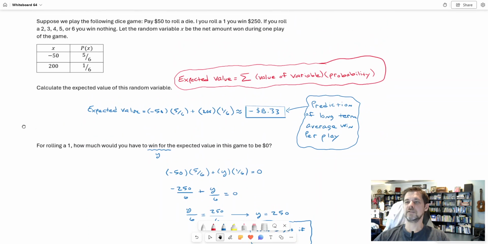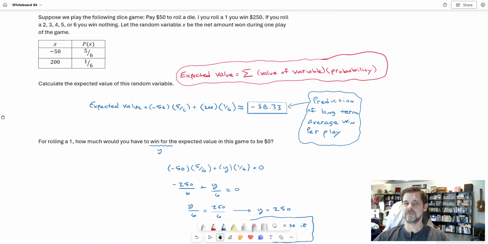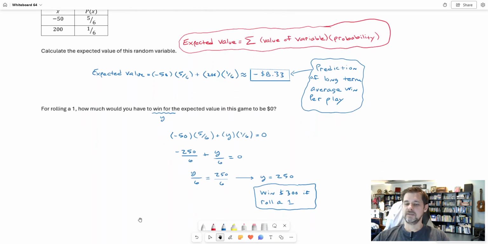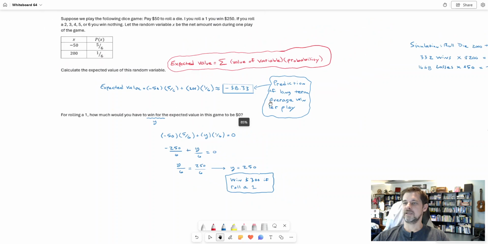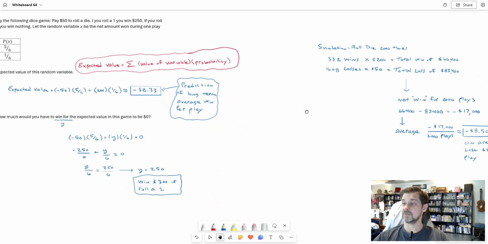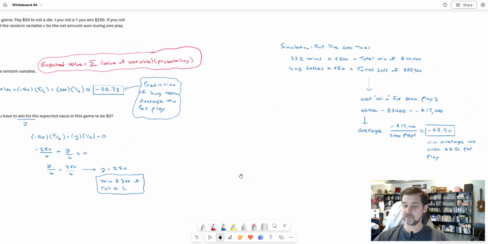Why is that? Because our random variable is the net amount during one play. If I'm told that I'll win 300, then my random variable, being the net, is going to be 250. So that number needs to be 250 to break even over the long term, and then it's described in the game that I would win 300 if I roll a 1. I'll leave you with one final thing. I did say it already, but the expected value is a prediction of the long-term average win per play. We could try that out and see how it works out.